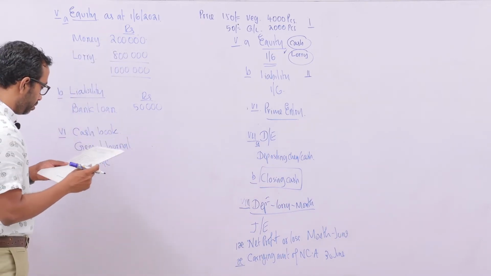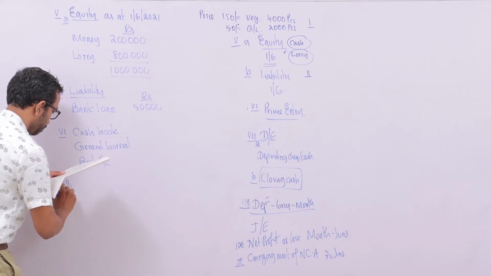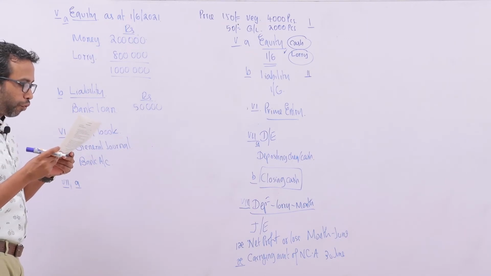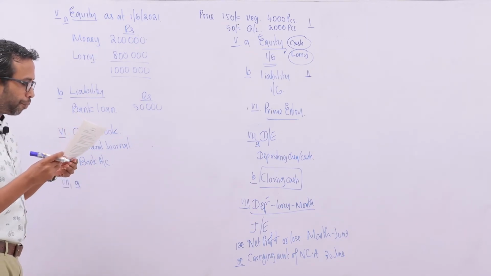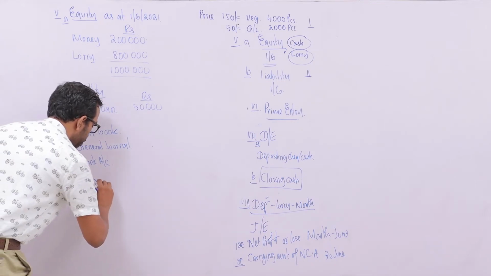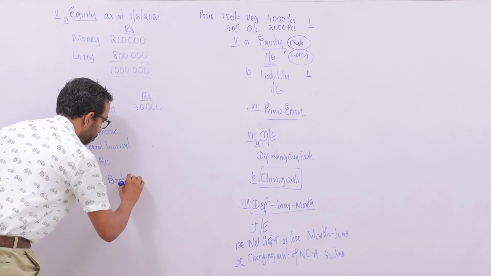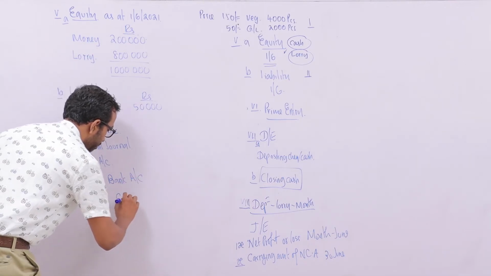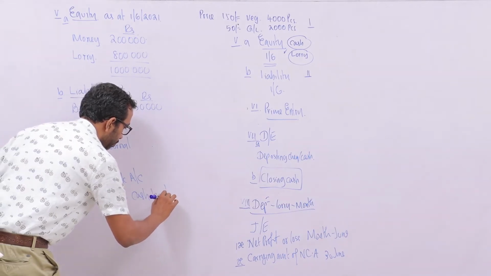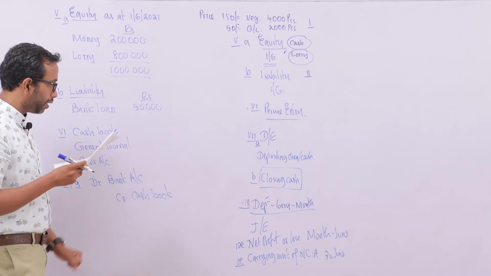Number 7A: if a current account is open, write the double entry relevant to depositing cash or check. Debit bank account, credit cash or cash book. Debit bank account and credit cash book.